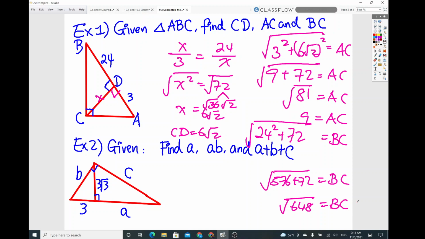Then the square root of 648: would that be a perfect square number? Try it on the calculator and you'll find out what that number is. The square root of 648 is not a perfect square, so find a way to reduce. 648 divided by 64 is not reducible. 648 divided by 16 is also not reducible. So, 24 squared plus 72.